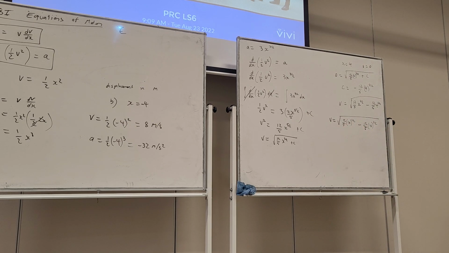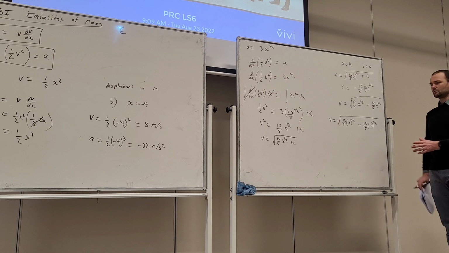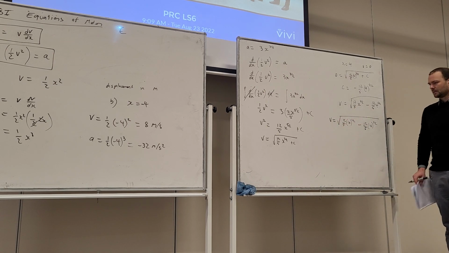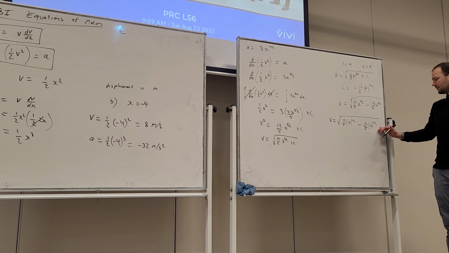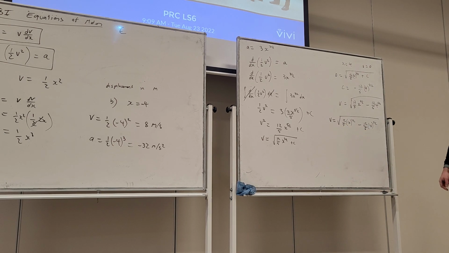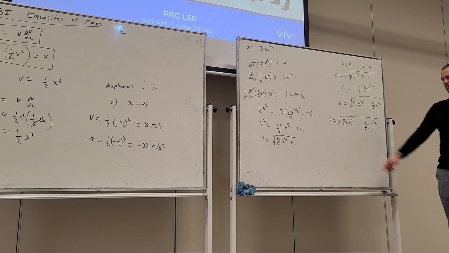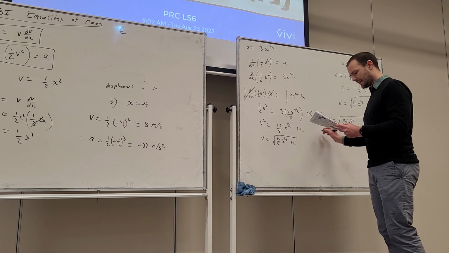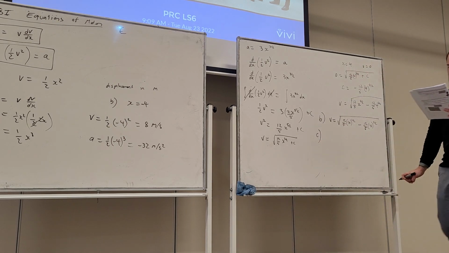Here our answer is going to be positive. Alright, and because we're talking about speed, if it's negative, we make it positive anyway. We're not interested in its direction, we're just interested in the magnitude of it. So if we were to evaluate that, we'll get some significant figure, but for now we'll just leave it like that. Okay, and then part C, determine the displacement when the velocity is 8.